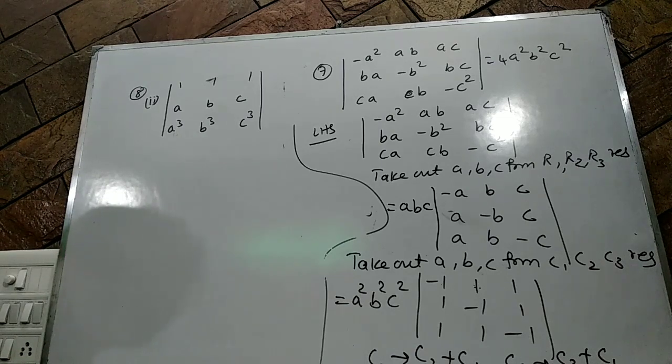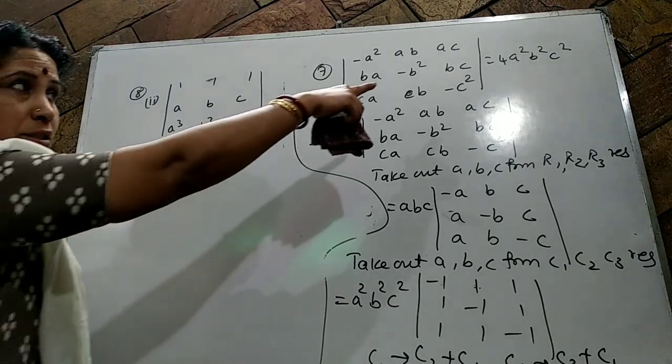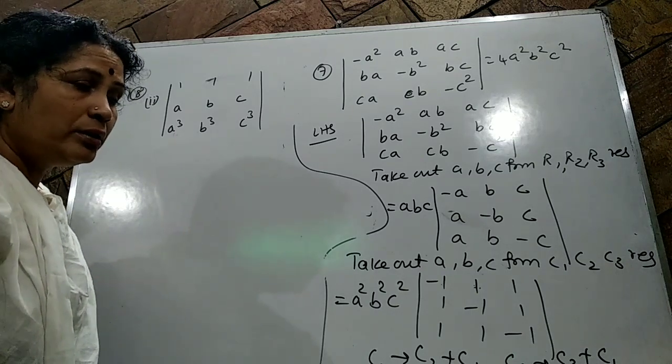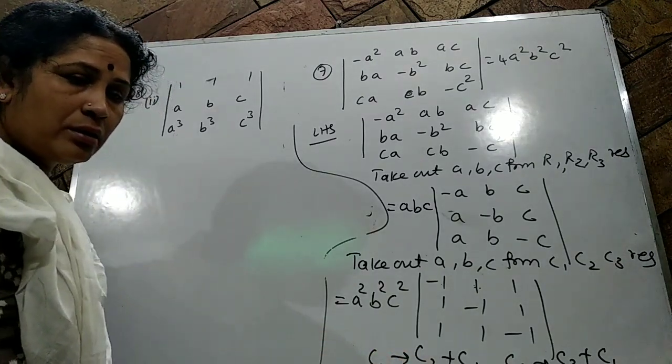Which one, beta? Number 7? No, beta, equal to, they are saying RHS, 4 times A square, B square, C square, you have to prove. That I have proved.